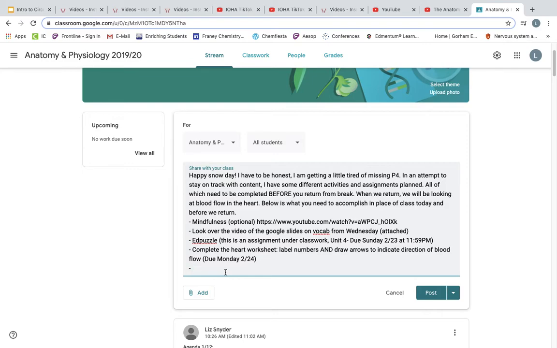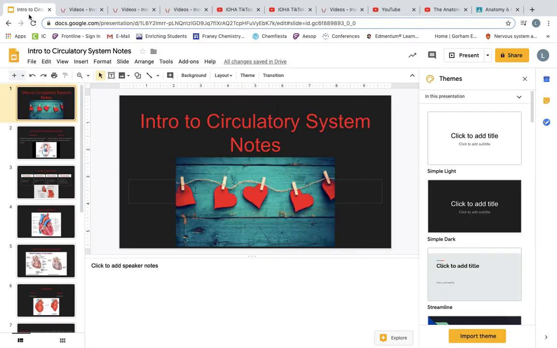Everything will be attached. Most of the stuff's going to be due on Sunday, and then of course that heart worksheet's going to be due on Monday when you walk in. All right, so let's get to it.